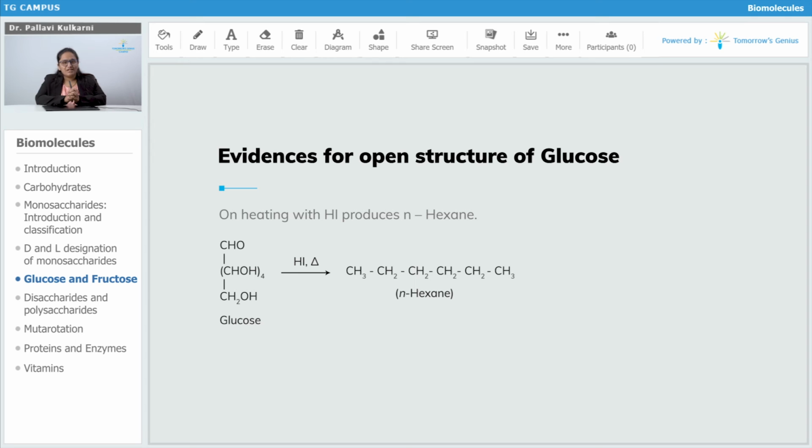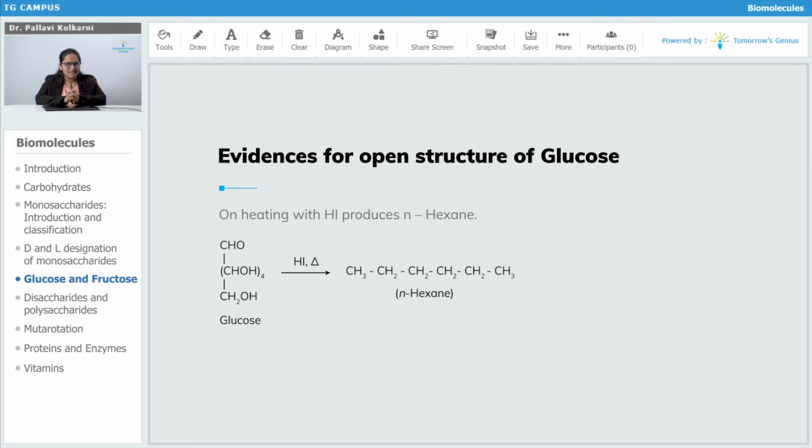Let us see the evidences for the open structure of glucose. How can we prove that glucose has an open structure? For that purpose, we will see a number of reactions which can prove the open structure of the glucose molecule.